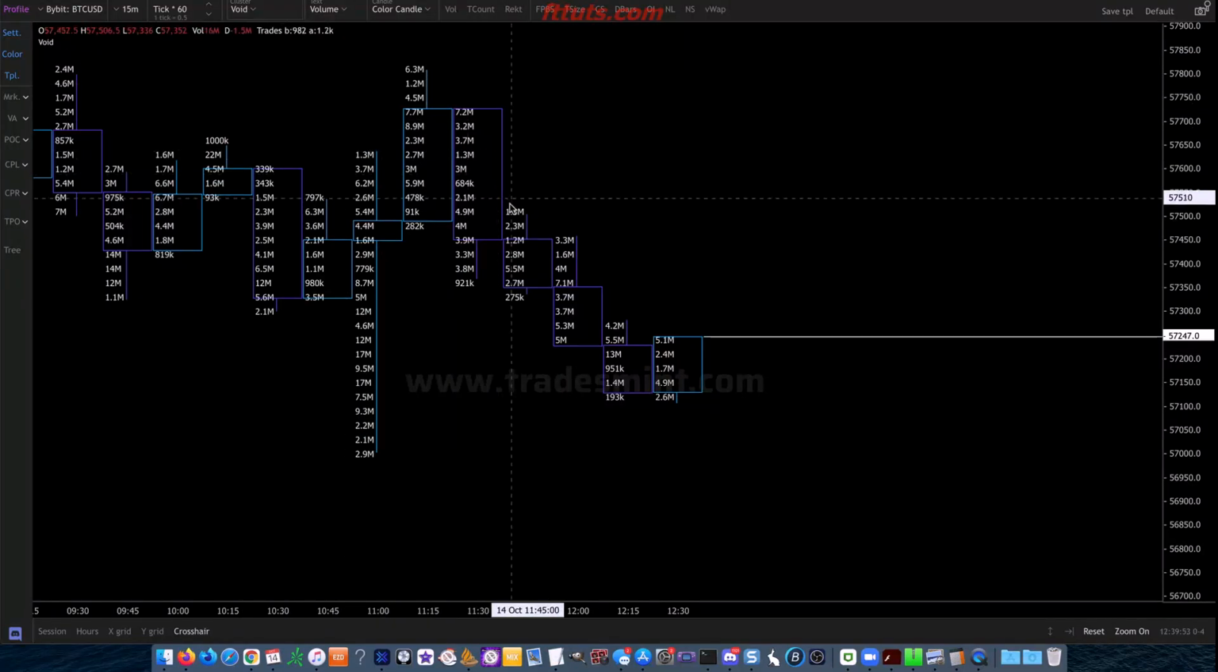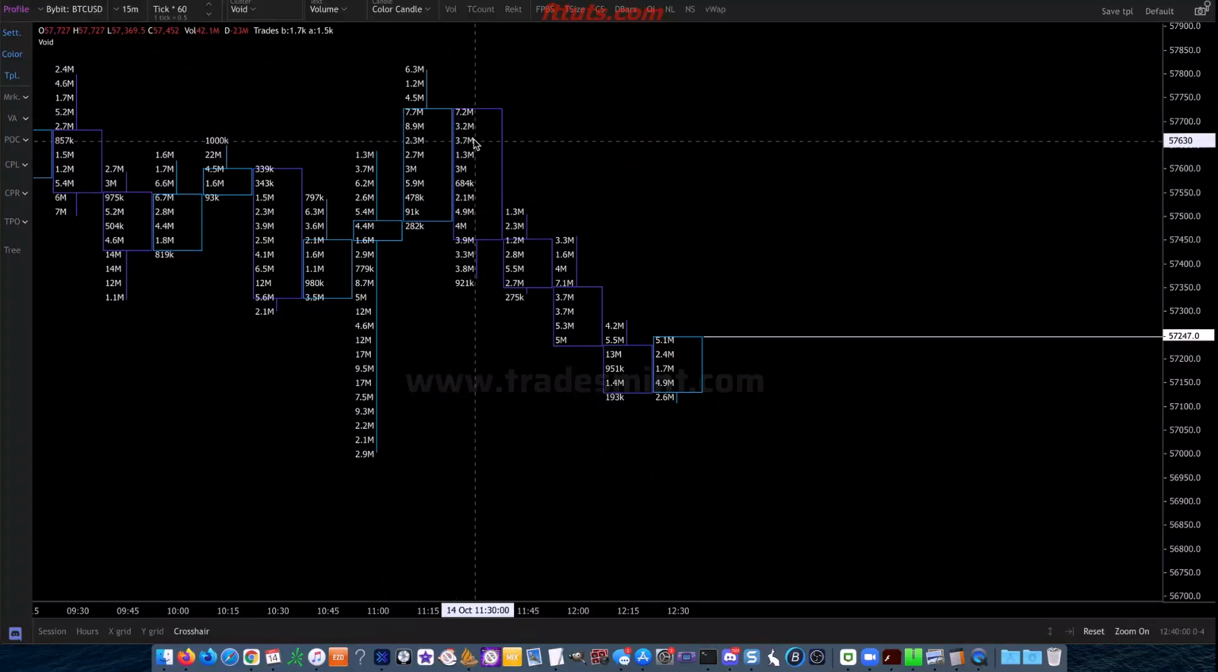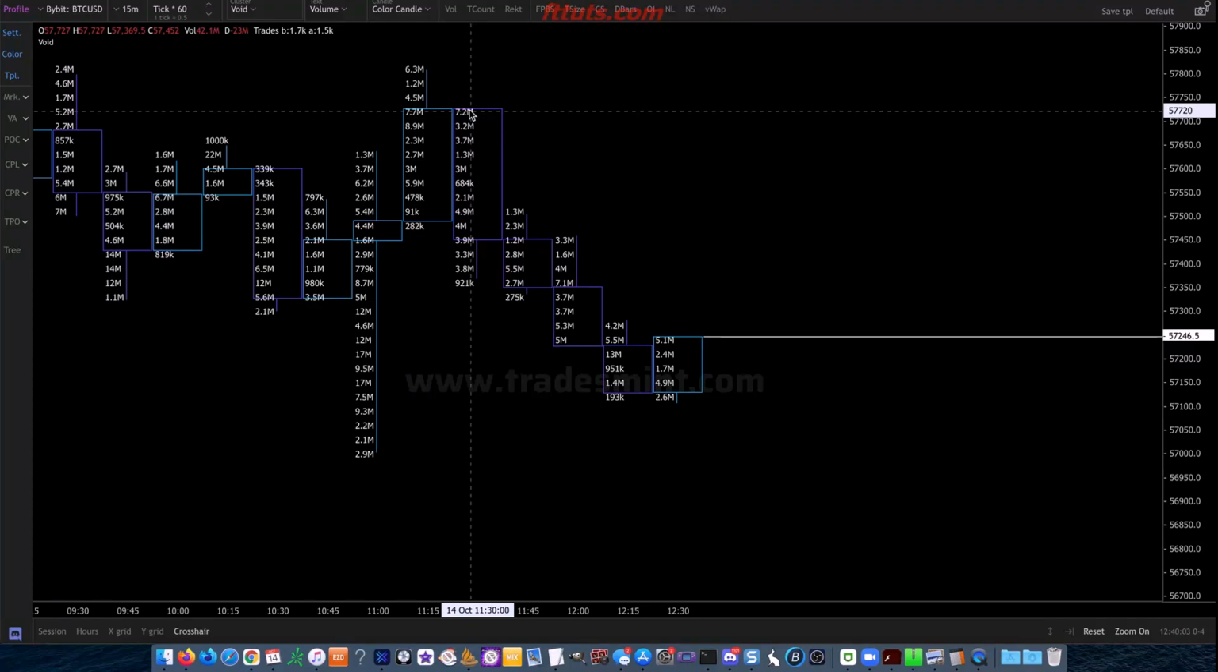Now, the volume is going to give you the overall volume of buys and sells together. So right here, if we look at this purple candle, we can see at the price of 57,720, there were 7.2 million overall market orders that came in. This is the Bybit chart. 7.2 million market orders, both buys and sells together, came in at the open of this candle. This is the overall volume that was traded at a specific price within a candle.